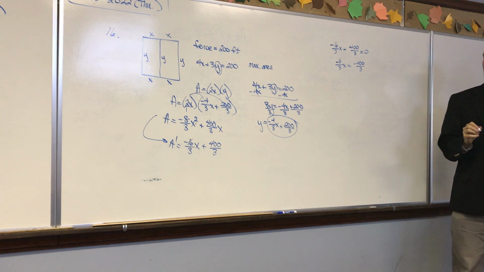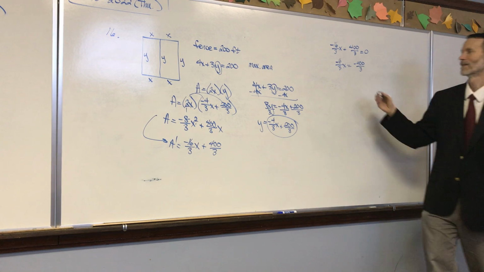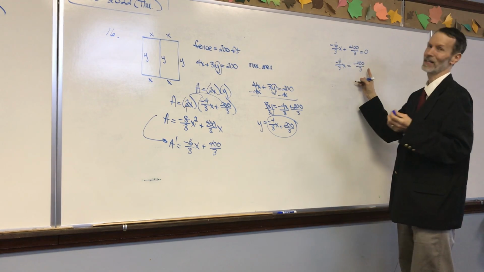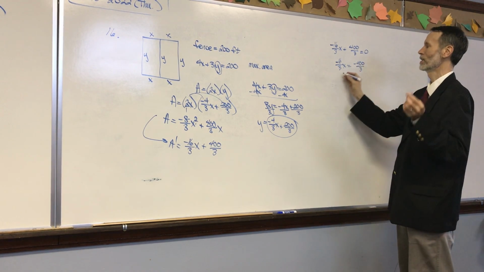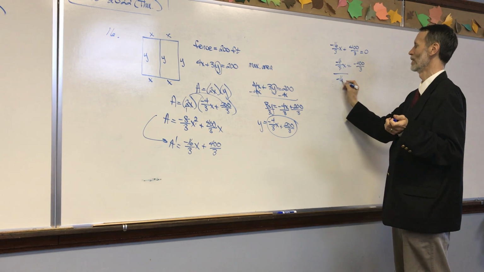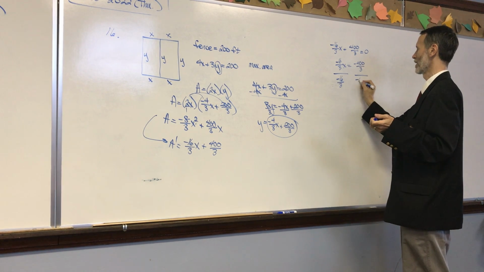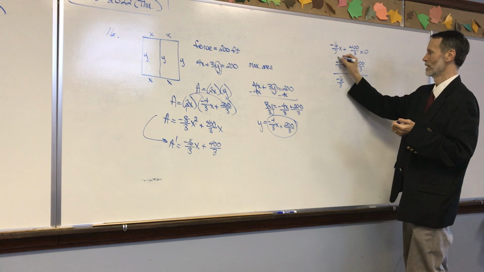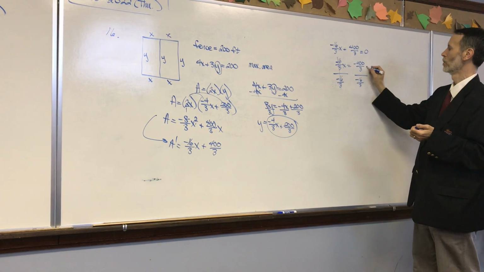Would you divide by negative 16 over 3? Right. There's two ways to do it. You can multiply by 3 to kill the fractions, or you can just in one step divide by negative 16/3. How do you divide by a fraction? Multiply by the reciprocal. Which would be what?